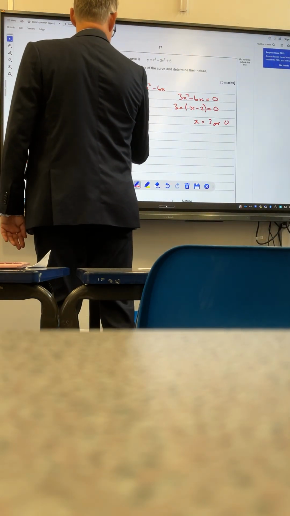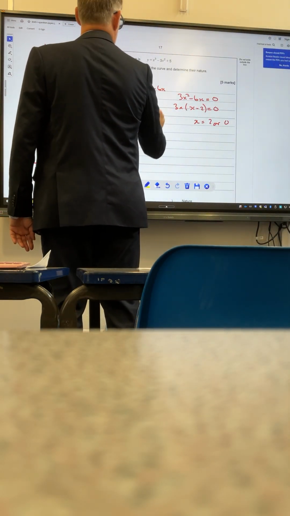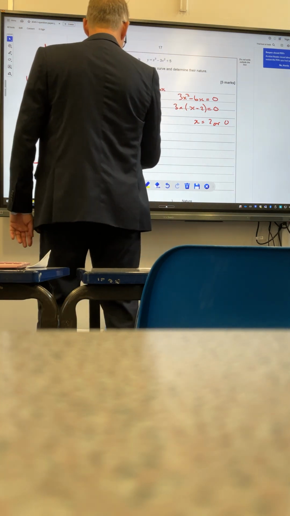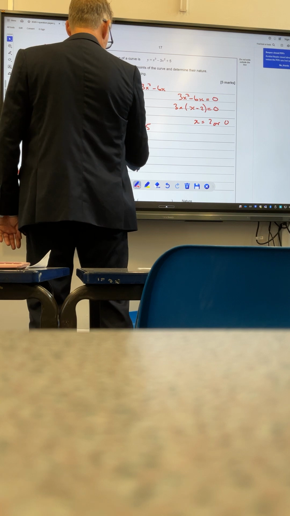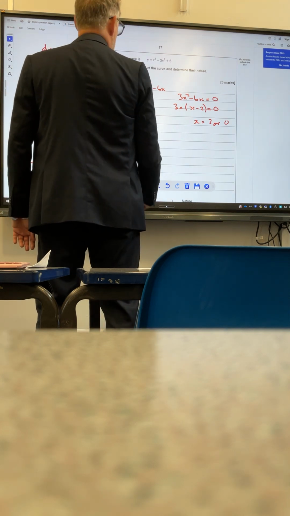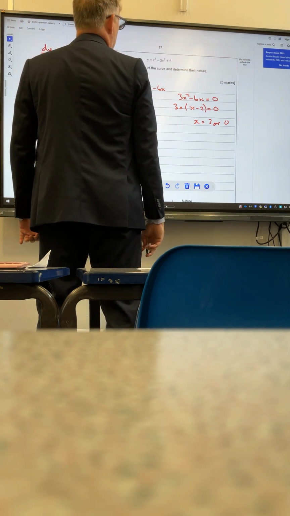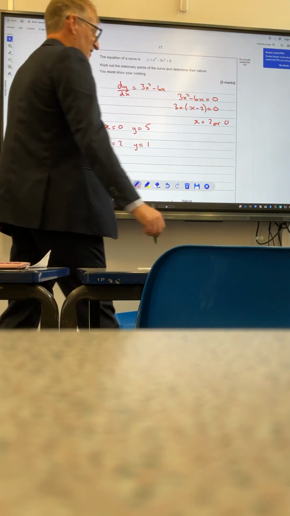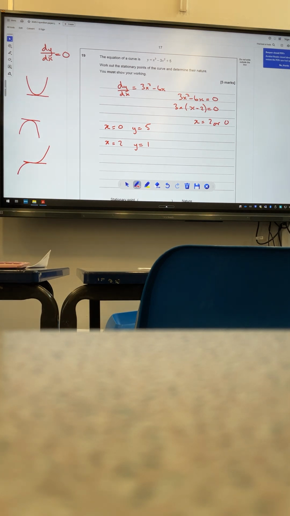Yeah. So when x equals 0, y equals 5. That's an easy one. And when x equals 2, y equals something else. 1. 8 minus... Yeah. You sound surprised. Interesting. Yeah? Okay. Right.